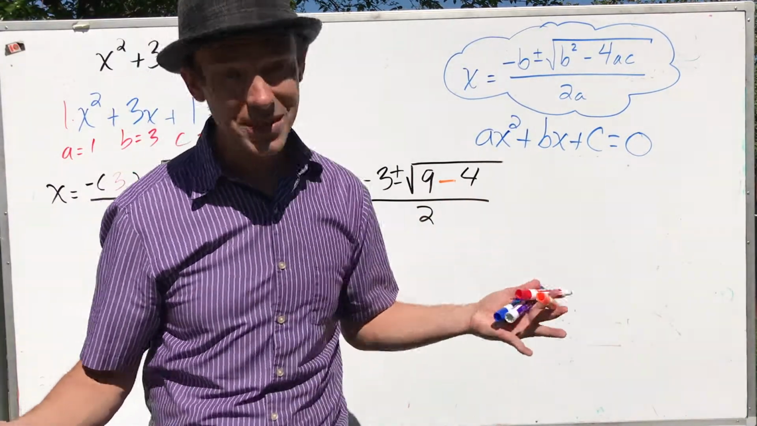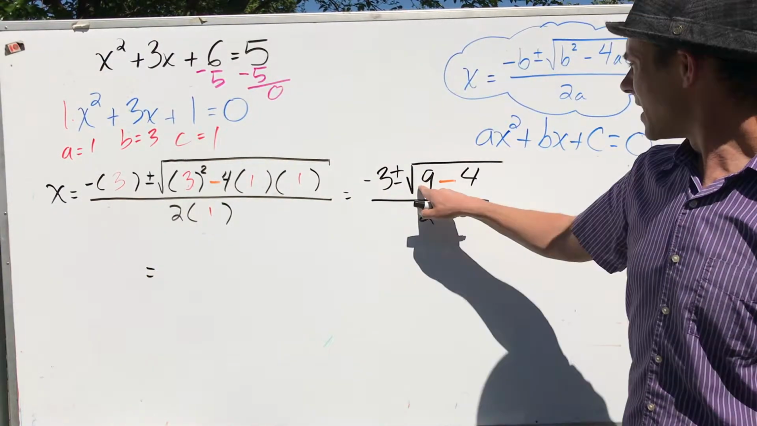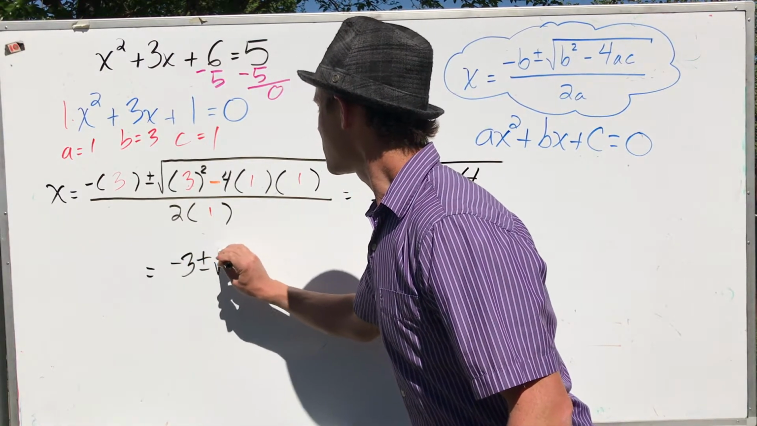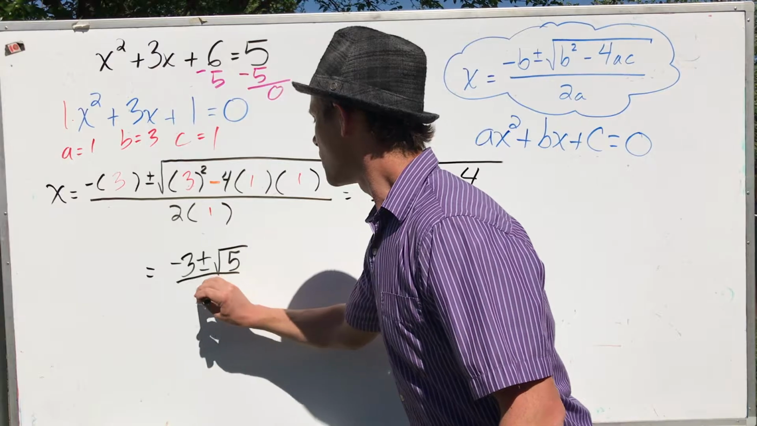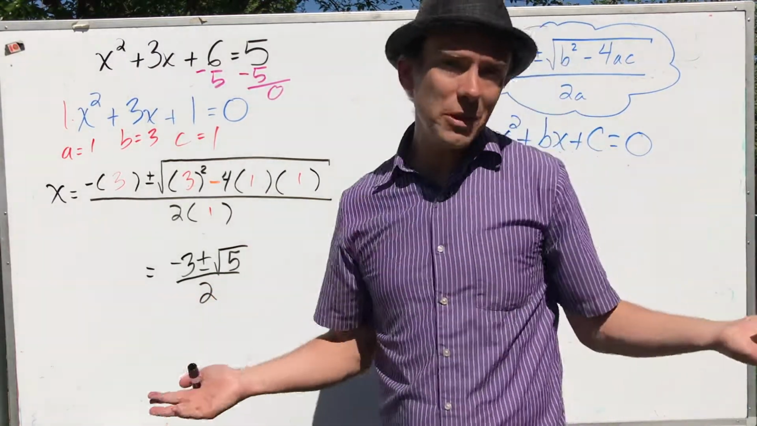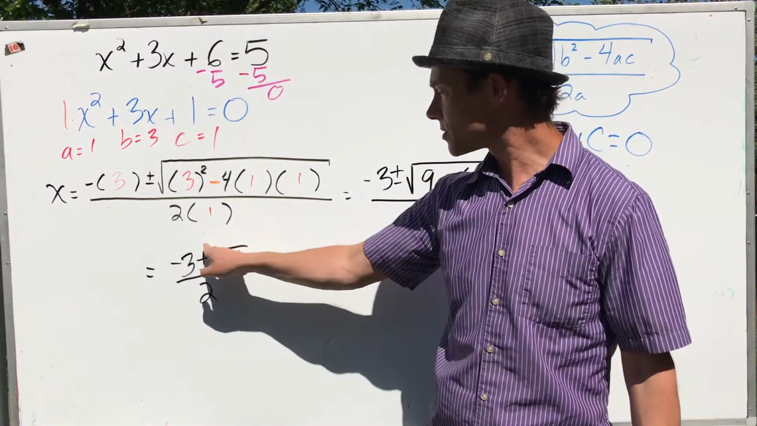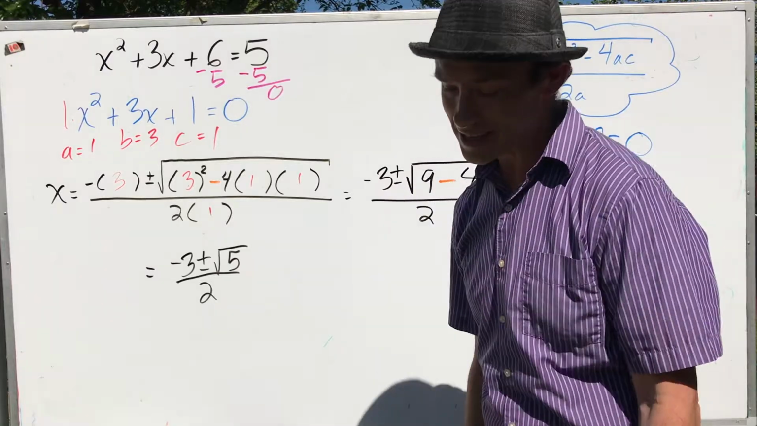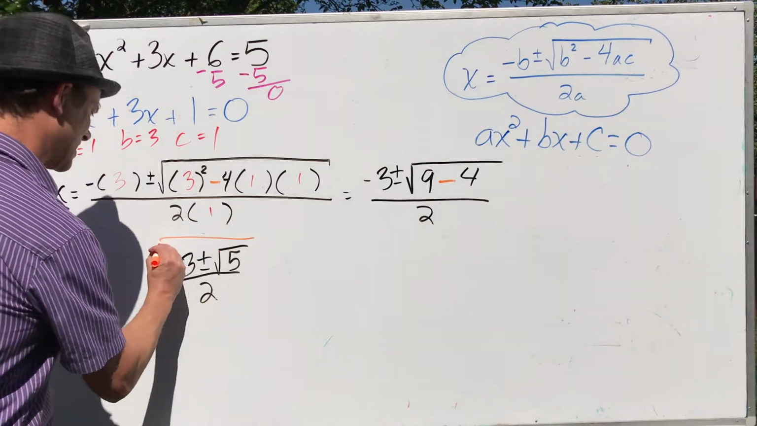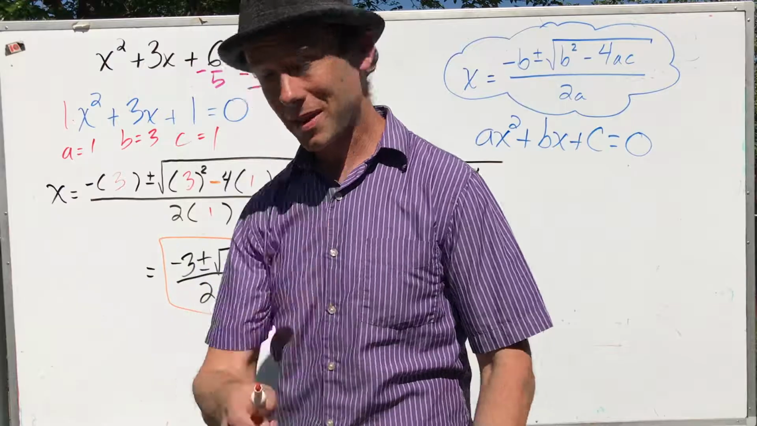Lovely, I think we're almost done. So let's do another equals here. 9 minus 4 is 5, so we have minus 3 plus or minus the square root of 5 over 2. Now, since the square root of 5 can't be reduced anymore, we're done. There's 2 answers there, though. There's the plus and the minus, so don't forget that. Beautiful. Let's circle it. And that's the quadratic formula, people. Let's go get another one.